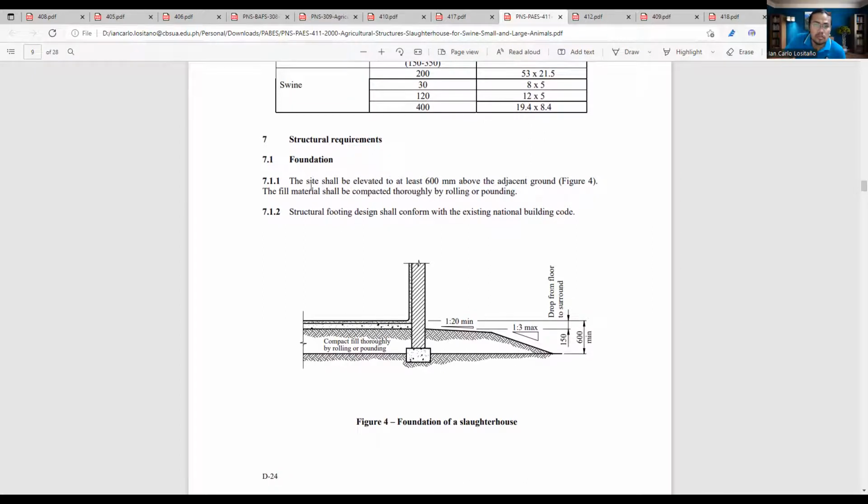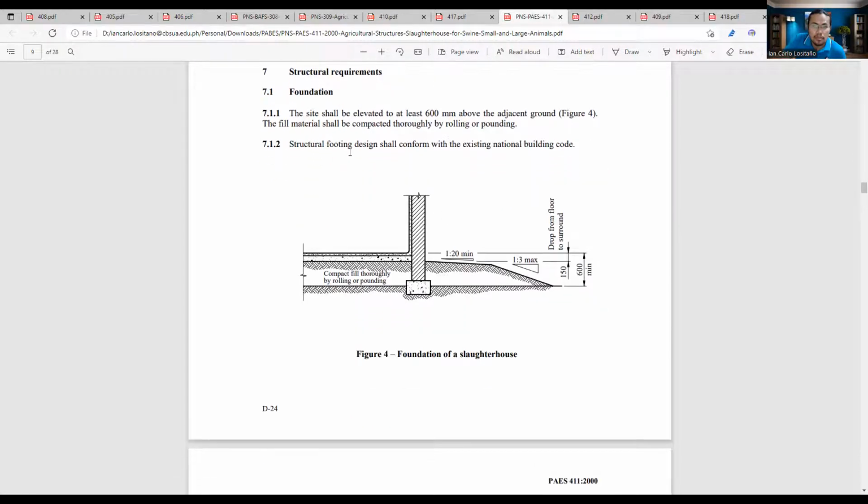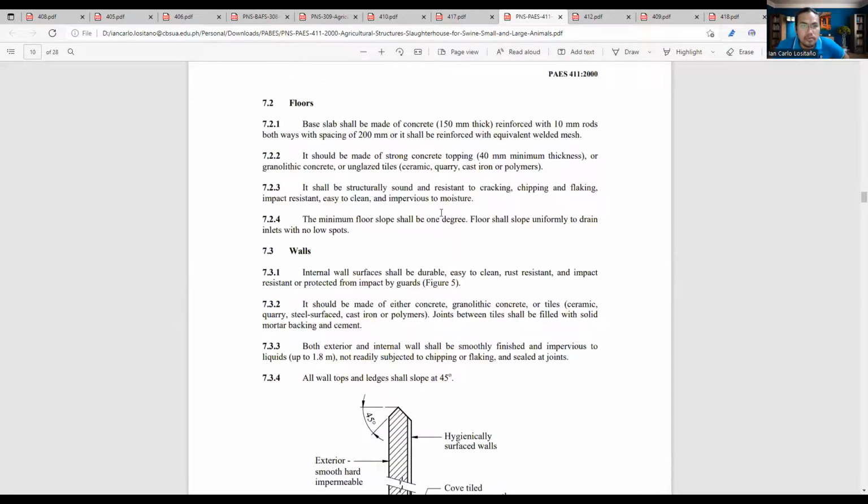Foundation, okay? Site shall be elevated to at least 600 millimeters above the adjacent ground. The fill material shall be compacted thoroughly by rolling or pounding. Structural footing design shall conform with the existing national building code. Okay, for floors, base slab shall be made of concrete, which is 150 millimeters thick, reinforced with 10 millimeter rods both ways with spacing of 200 millimeters, or it shall be reinforced with equivalent welded mesh.